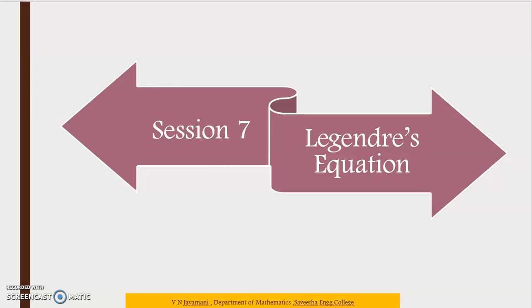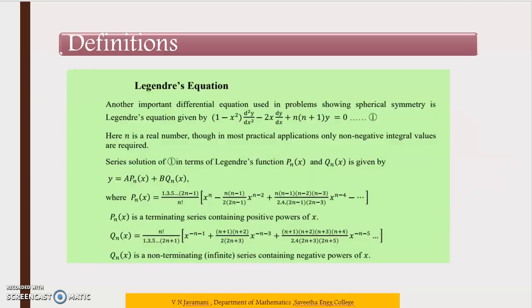Session 7, Legendre's equation. Now we are going to see the definition of Legendre's equation. Another important differential equation used in problems showing spherical symmetry is Legendre's equation, given by (1 minus x squared) d²y/dx² minus 2x dy/dx plus n(n plus 1) y equal to 0. Here n is a real number, though in most practical applications only non-negative integral values are required.